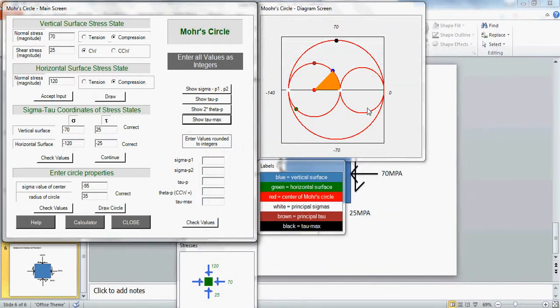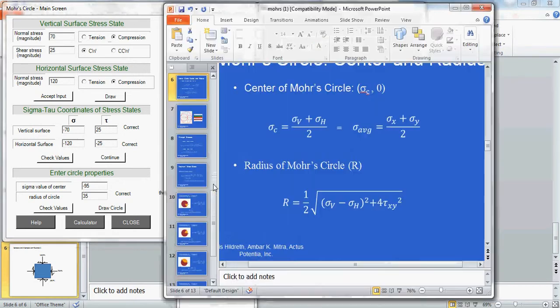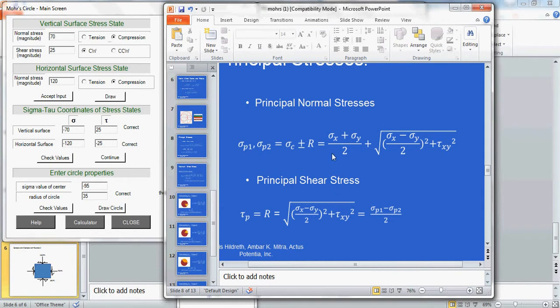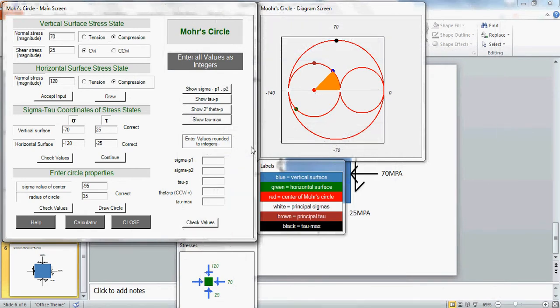Okay, so here's our Mohr's circle. You can see everything is in the negative because both stresses on that stress element are compressive. So we have sigma P1 here, sigma P2 here, where P2 is the most negative. We can calculate those values here, where it's really just the center of the circle plus or minus its radius.